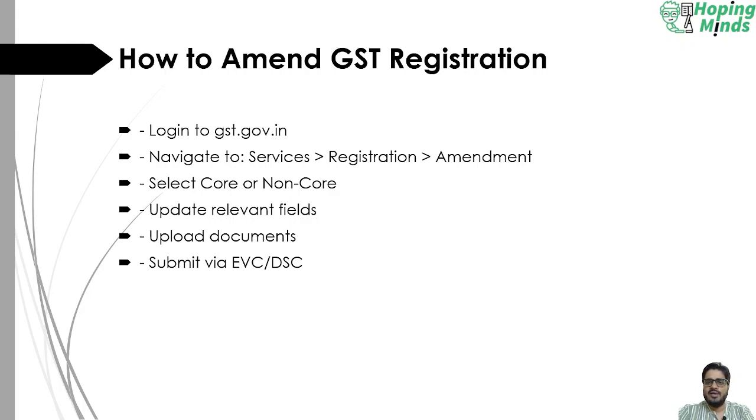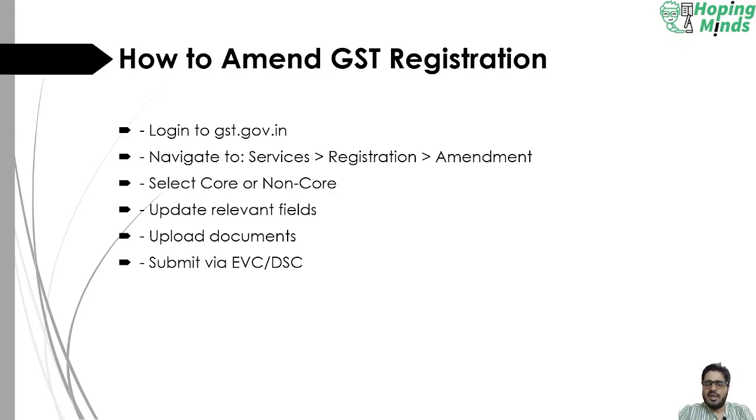Once we have selected the core field or non-core field amendment, we then have to update the relevant fields. Once the data has been filled up, we need to upload the documents. These are the same documents that are required at the time of registration of GST. For example, at the time of registration, for the registered business place proof, we need documents like a no objection certificate or rent agreement or lease agreement along with utility bills. The same documents are required at the time of amendment also.